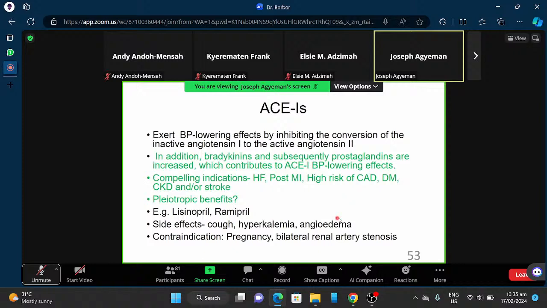You can also get this reaction, angioedema, and this is very common in the black population as compared to the white, where you have swollen lips and tongue, and you can react. So it can also happen.